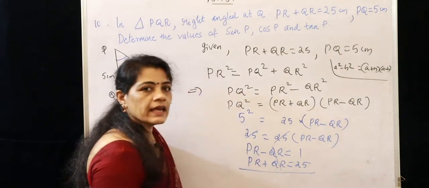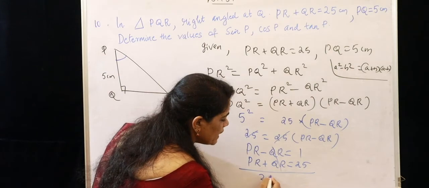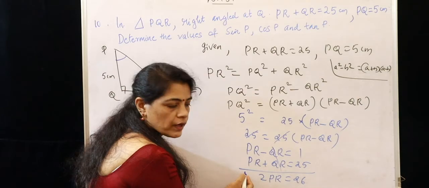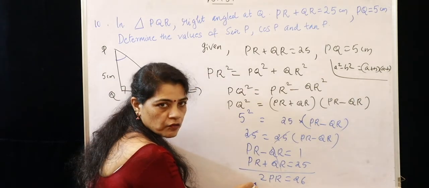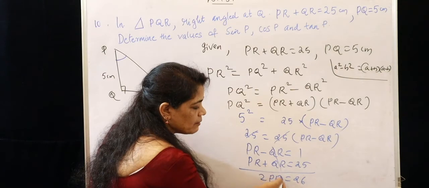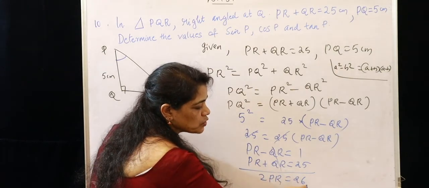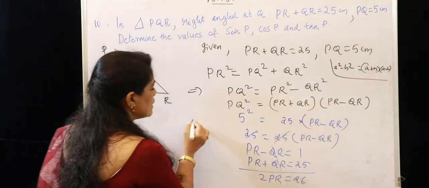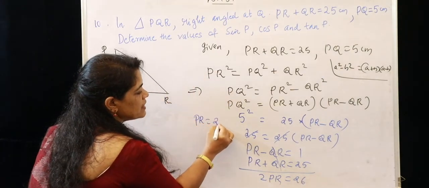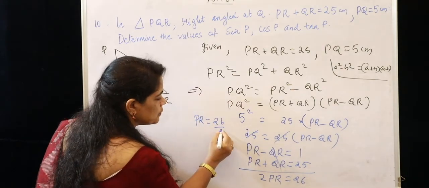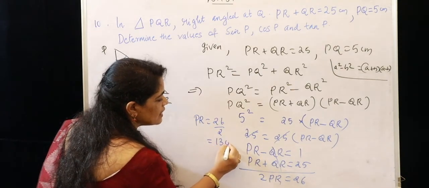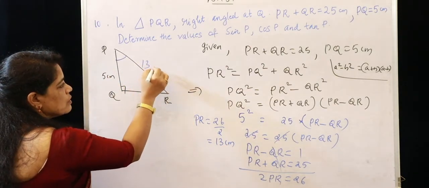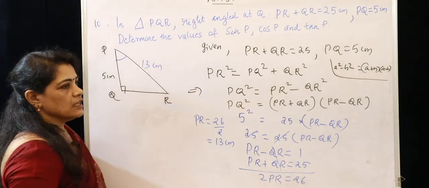This can be cancelled. So 2 PR is equal to 26 by adding 1 plus 2. PR plus PR, 2 PR, coefficients can be added, and this can be cancelled since they are opposite signs, and 25 plus 1 is 26. From this you will be getting PR is equal to 26 divided by 2, that is 13 centimeter. That is PR. Now we know its actual measurement, that is 13 centimeter.